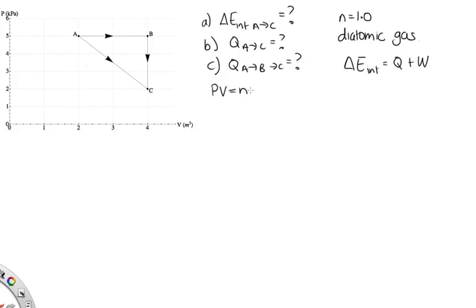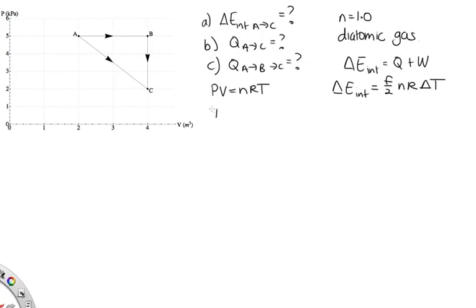PV is equal to nRT. We can use this to find the temperature at A and the temperature at C, and then we can use our other equation for the change in internal energy, that it's equal to F over 2 nR times the change in temperature.